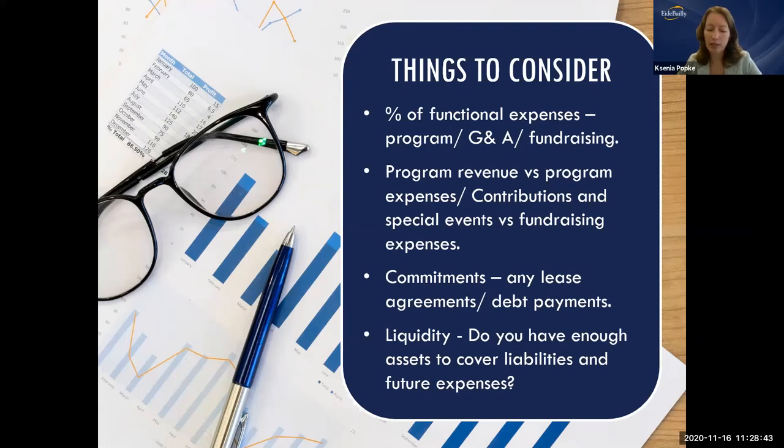And some watchdog organizations like GuideStar actually calculate these percentages for you, but it is also a very important metric internally to see how different allocations are changing these percentages. Then another metric that you could keep track of is program revenue versus program expenses. Are you able to cover all of your programmatic expenditures just with program revenue? For example, tuition versus educational expenses, or admissions versus your program expenses of running a museum.